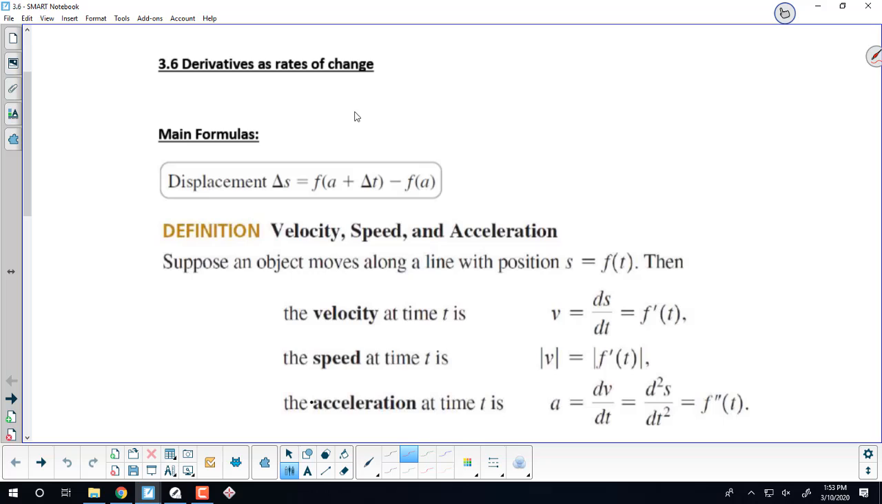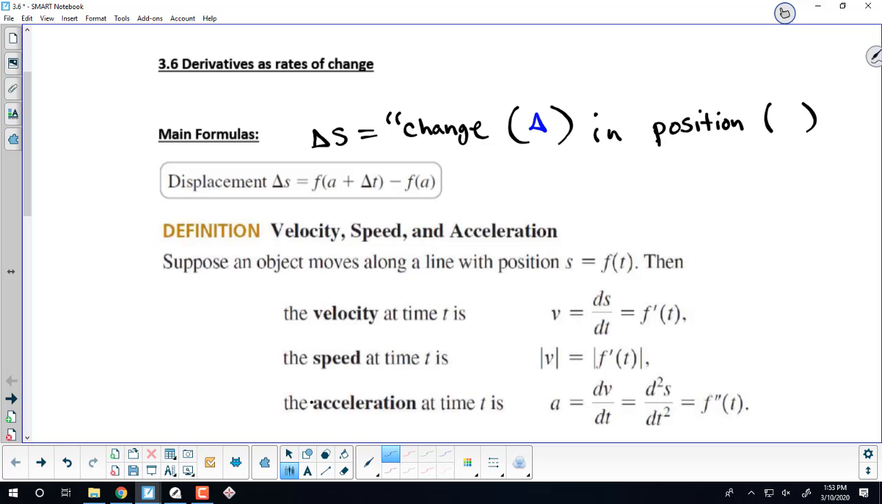The main formulas from 3.6 are going to be a couple. They're going to be the displacement. So displacement is defined as, usually S is position. Our textbook notes S as position. So this delta S, we're reading that as basically it just means a change. Is that delta? So a change in position, which is given to us by S.